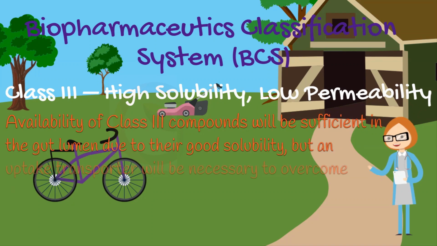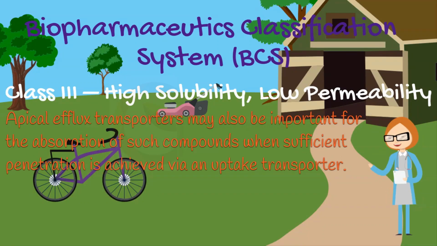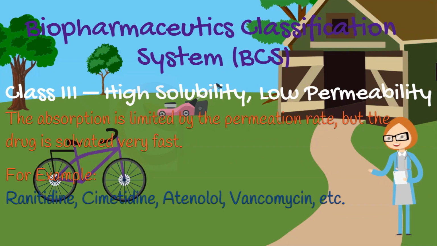Availability of class 3 compounds will be sufficient in the gut lumen due to their good solubility, but an uptake transporter will be necessary to overcome the poor permeability of these compounds. Apical efflux transporters may also be important for the absorption of such compounds when sufficient penetration is achieved via an uptake transporter. The absorption is limited by the permeation rate, but the drug is solvated very fast. For example, ranitidine, cimetidine, atenolol, vancomycin, etc.